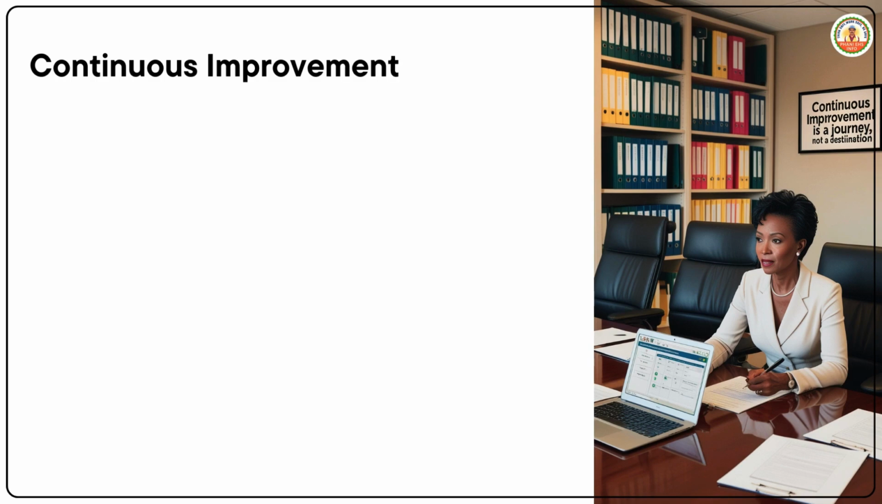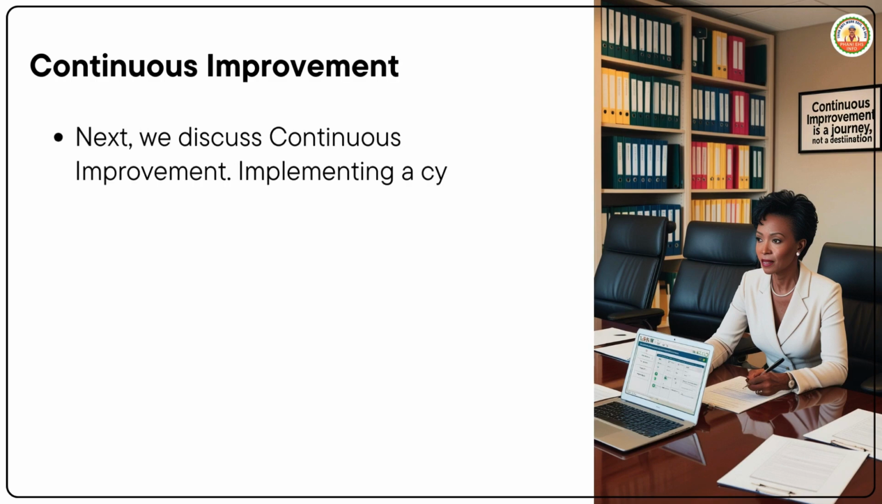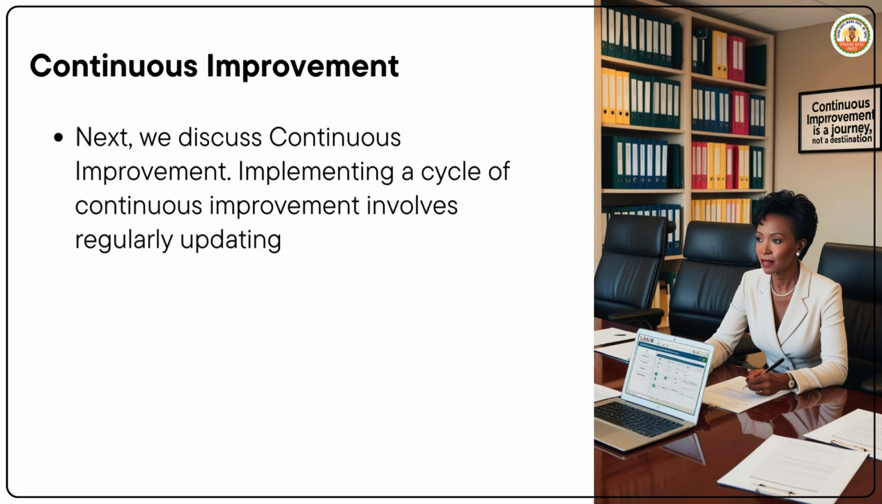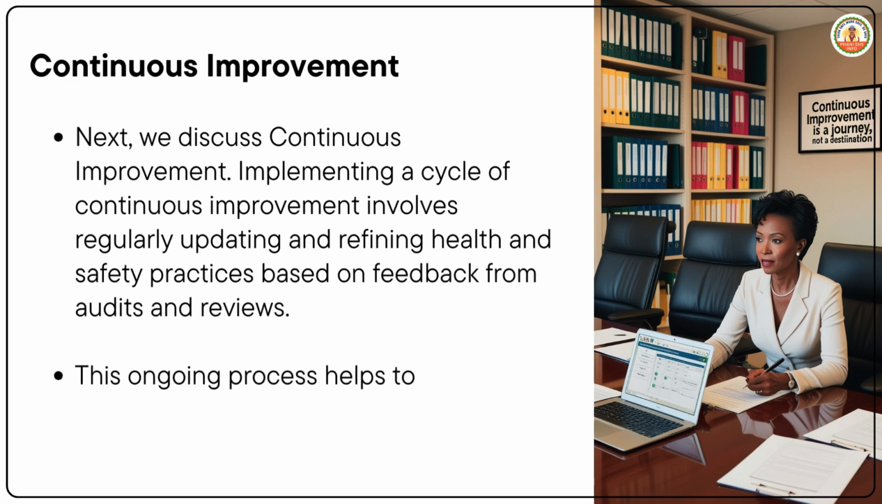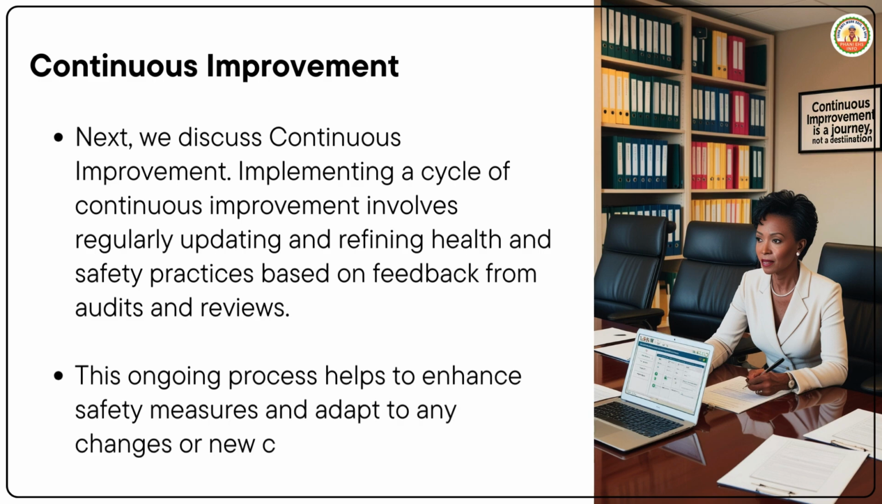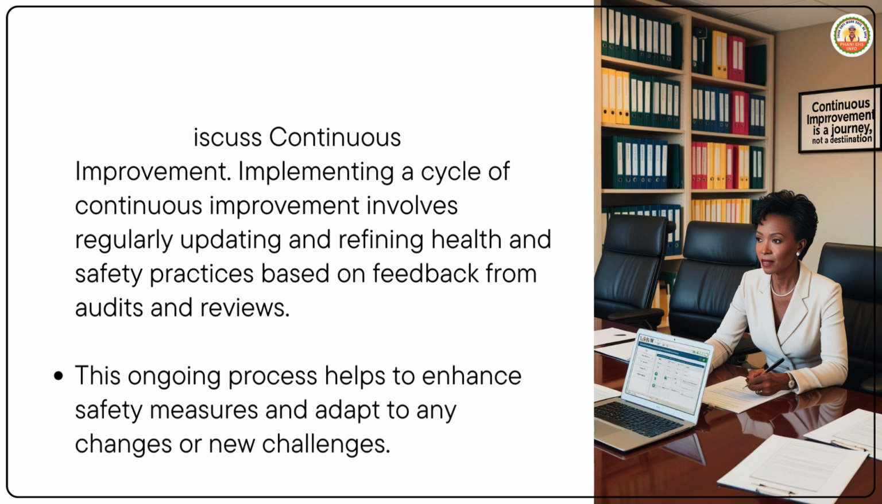Continuous improvement. Next, we discuss continuous improvement. Implementing a cycle of continuous improvement involves regularly updating and refining health and safety practices based on feedback from audits and reviews. This ongoing process helps to enhance safety measures and adapt to any changes or new challenges.